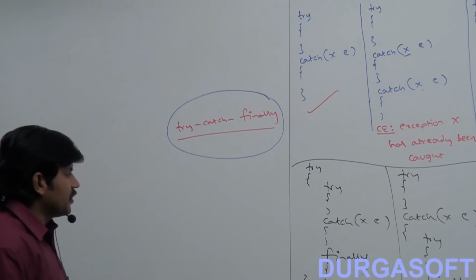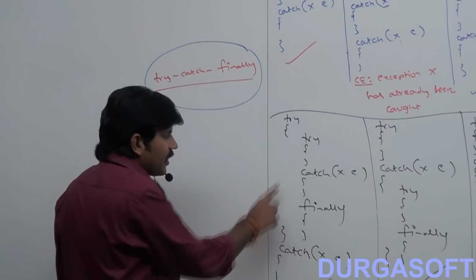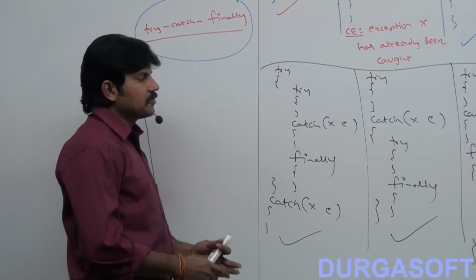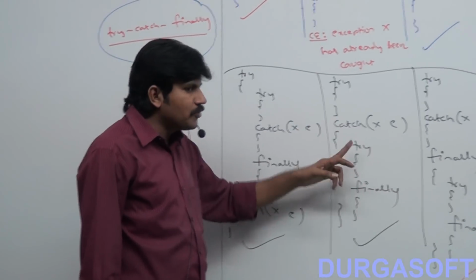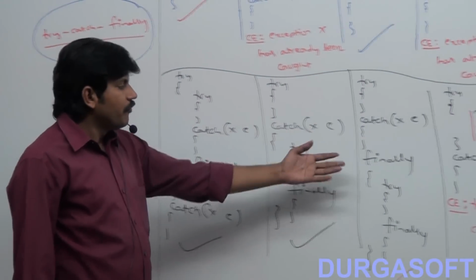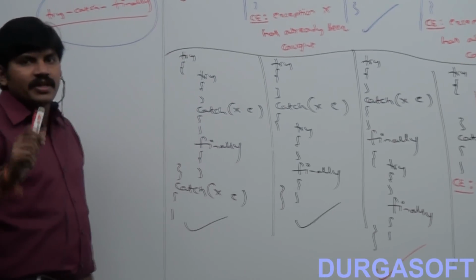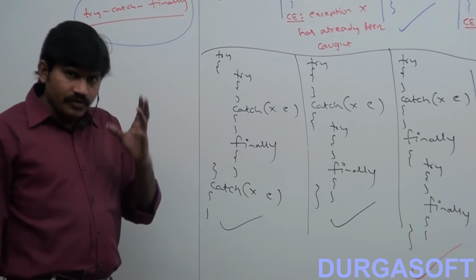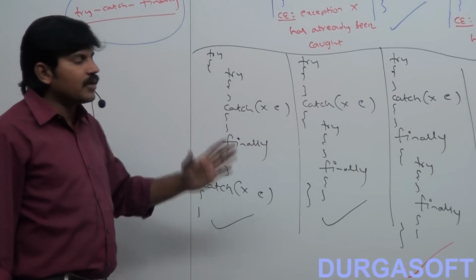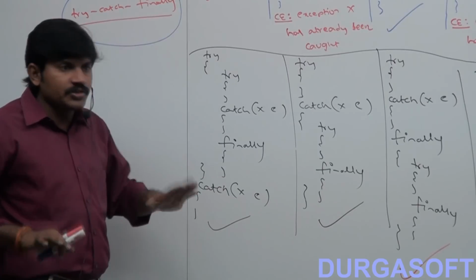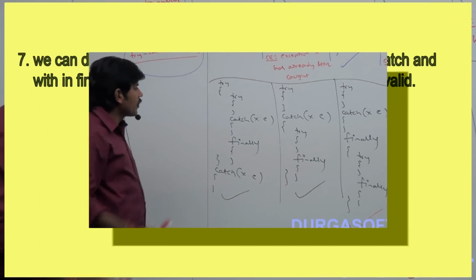Next. Within the try, is it possible to take try catch finally or not? Yes, boss. Within the catch, is it possible to take try catch or not? Yes. Within the finally, try catch finally. So we can take try catch finally within the try block, the catch block, and the finally block. That's why nesting of try catch finally is valid syntax.